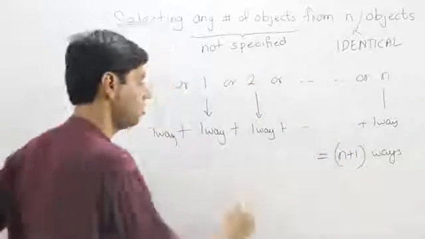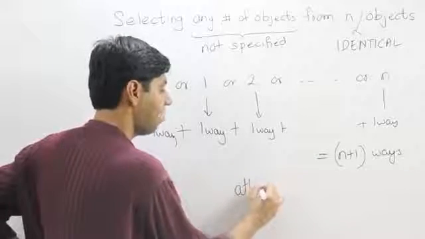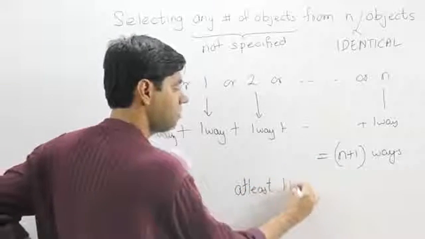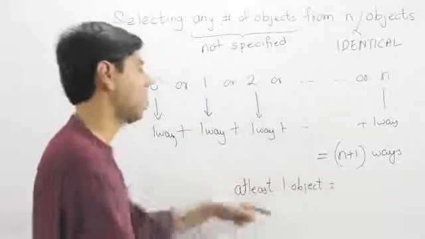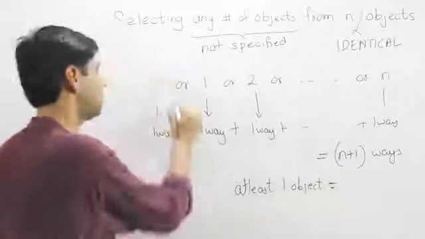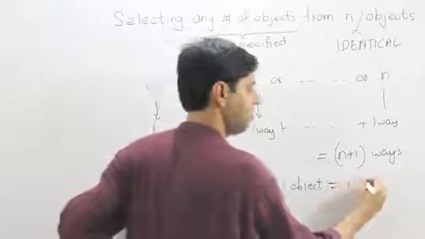And just as I had seen earlier, if I have to select at least one object, then eliminate the case of 0, and the answer is going to be n ways.